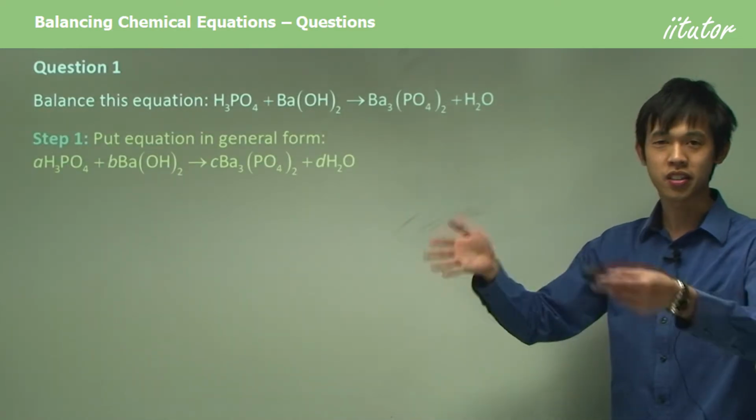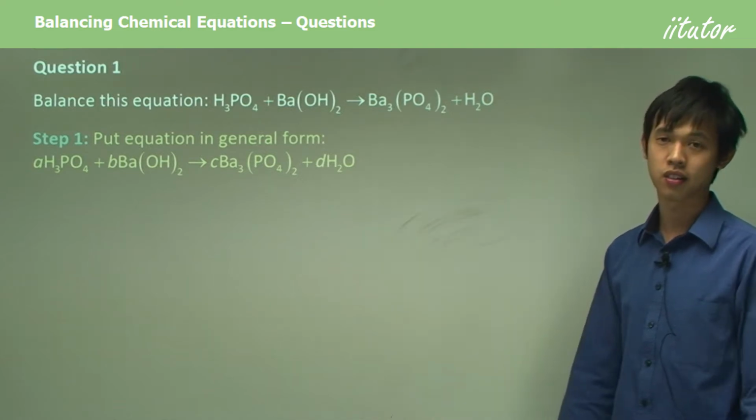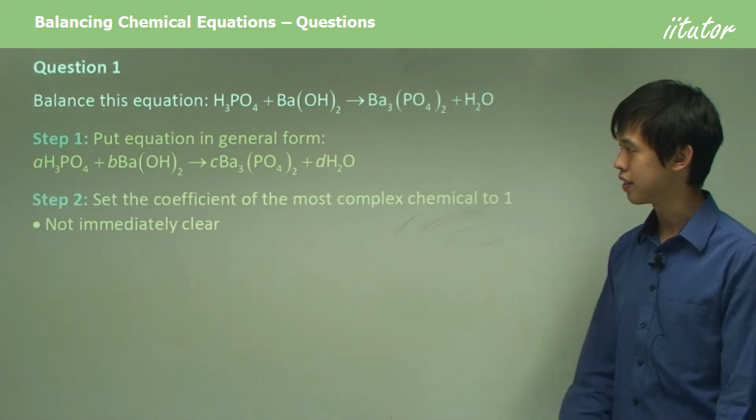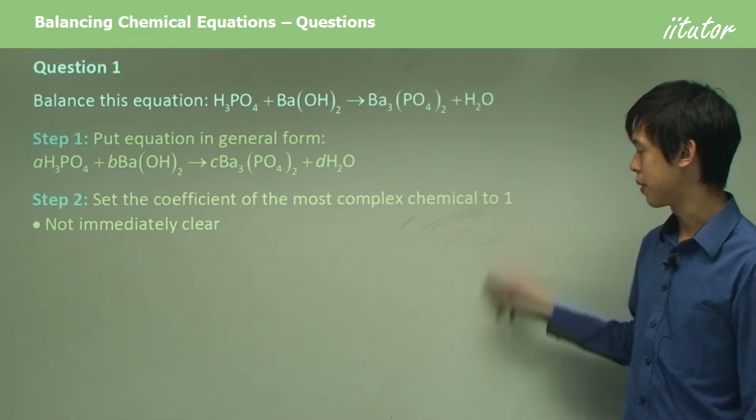So I just put A, B, C, and D. Every single time we just do this, okay? Unless, of course, you've got a faster way. So set the coefficient of the most complex chemical to 1.